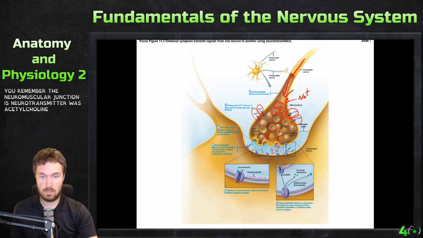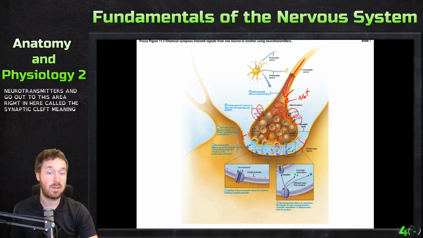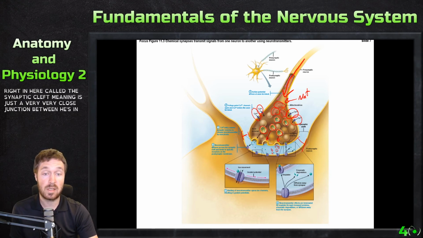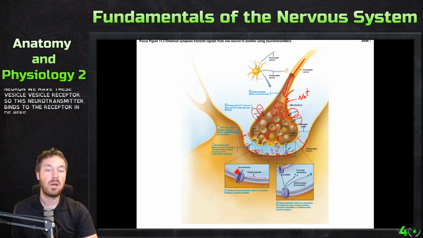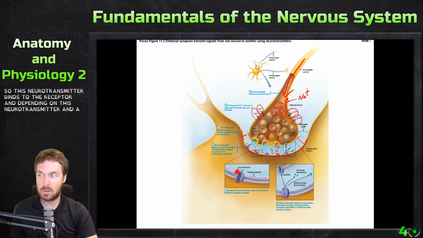So these neurotransmitters then go out to this area right in here called the synaptic cleft, meaning it's just a very, very close junction between these. And on this postsynaptic neuron, we have these receptors. So this neurotransmitter binds to this receptor, and depending on this neurotransmitter and this receptor, you could have different movements in and out. So it varies, it depends.